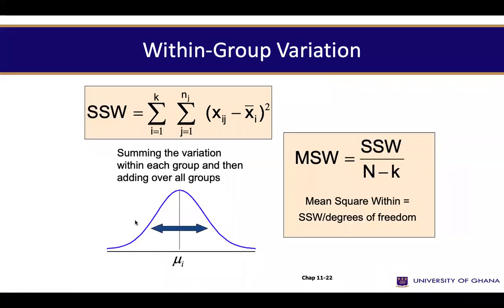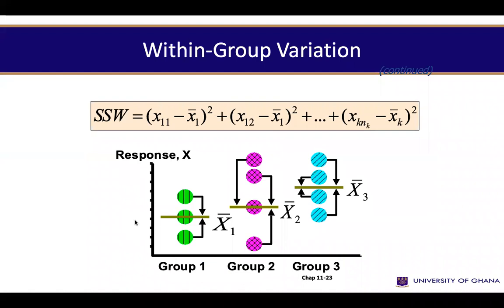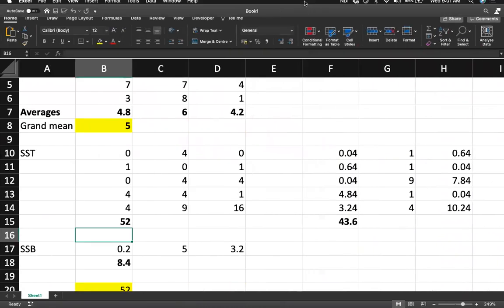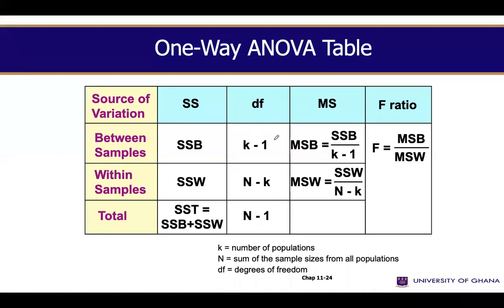Okay, so SSW, the variations within the groups, and we are looking at how each of the individual values differ from their respective means, right? So x1 1 minus x bar 1 squared, x1 2 minus x bar 2 squared, and so on and so forth. Once we have that, the sums of squares will help us to identify and draw what we term the ANOVA table, the analysis of variance table.